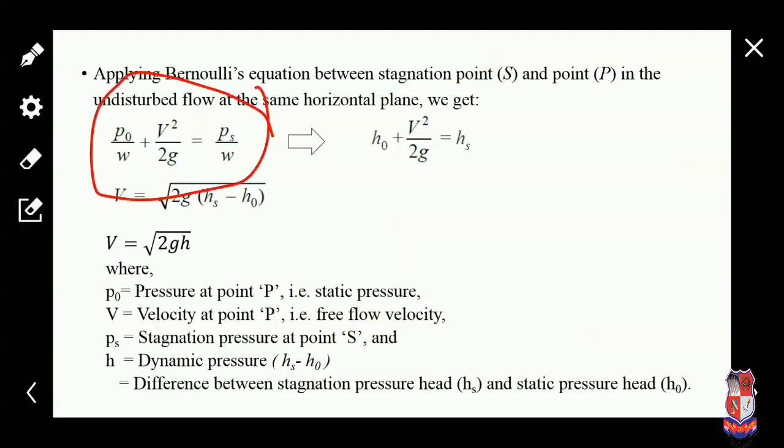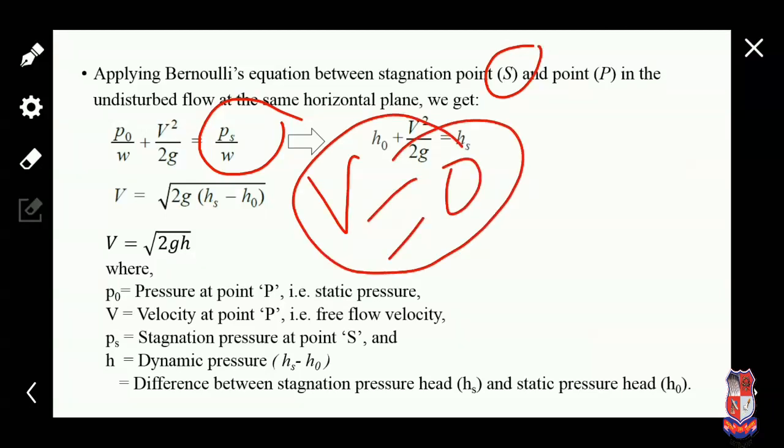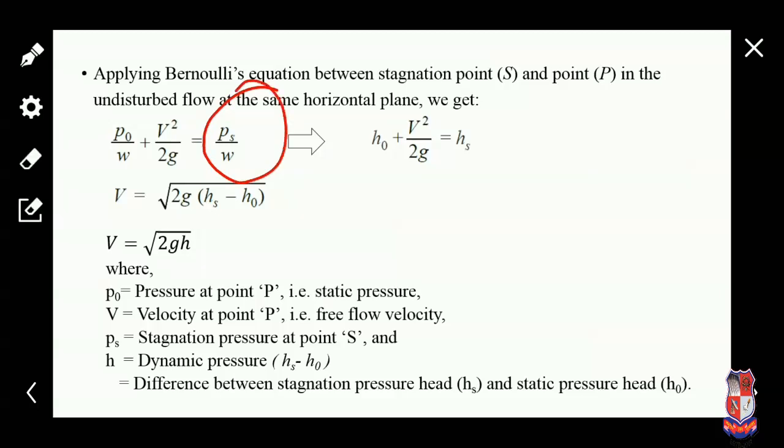We also discussed that only at the stagnation point S, the velocity is 0. So there is no kinetic energy. At the stagnation point there is only pressure energy. So on the right side only pressure energy is there, PS upon specific weight. Now at point P, there is the pressure energy P0 upon specific weight and kinetic energy V square upon 2G, and potential energy is not considered because it is cancelled.